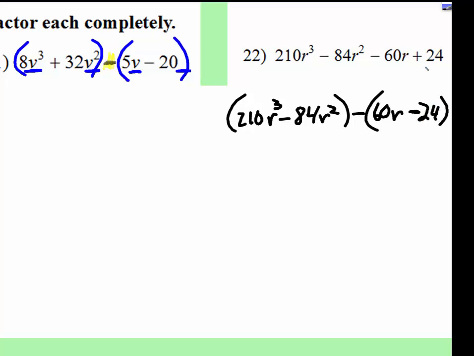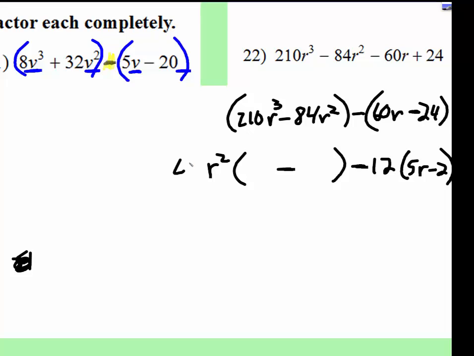Because we want this to say positive, a negative times a negative is a positive. Now you have the terrible task of figuring out what goes into 210 and 84. We know they share an r squared. Some of you are going to be faster than me at this. And over here, 60 and 24, I'm going to guess 12 right there, which would leave 5r minus 2. So 210 divided by 5 would be 42. They both have a 42 in common, which leaves 5r minus 2.